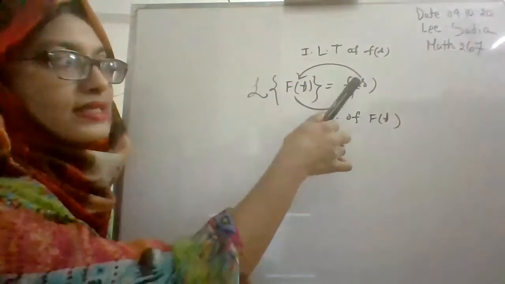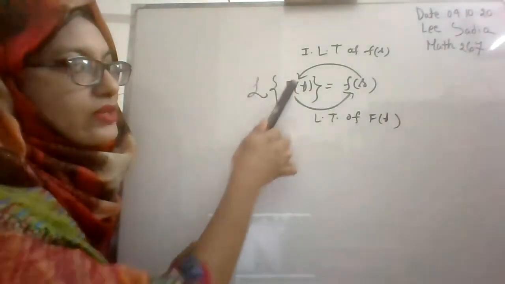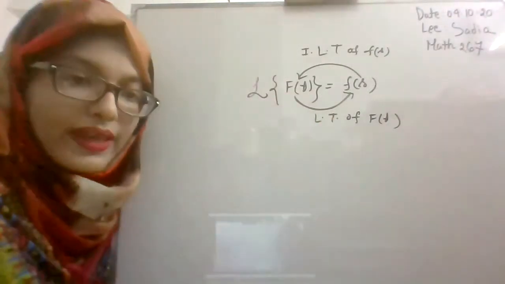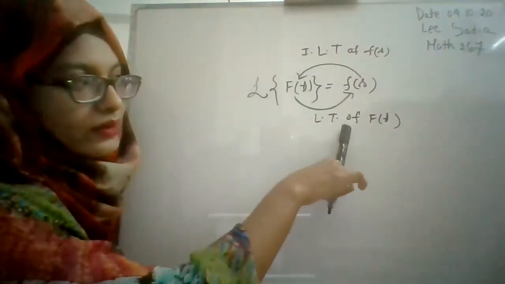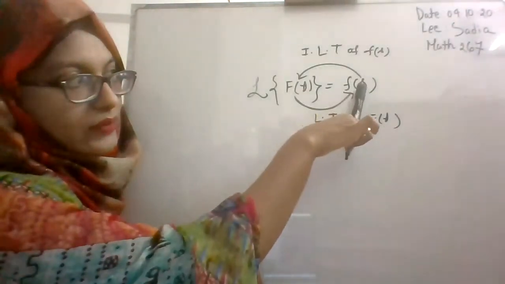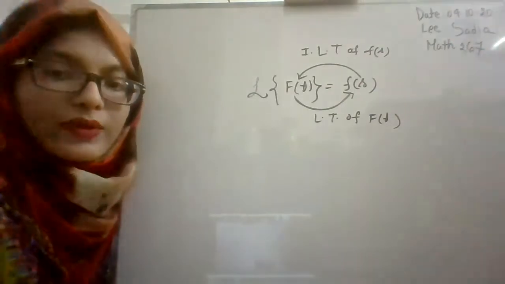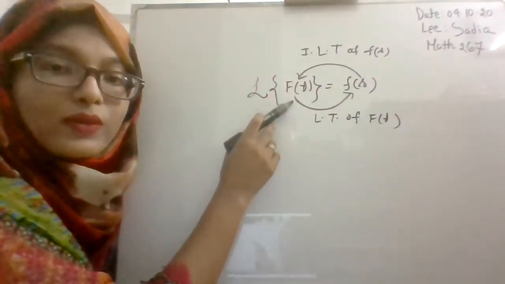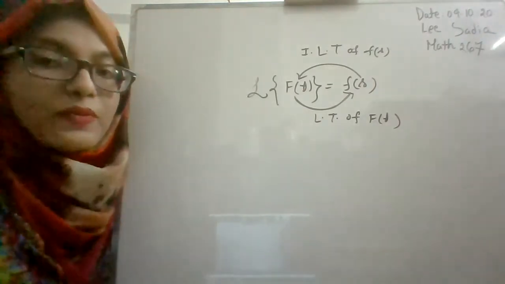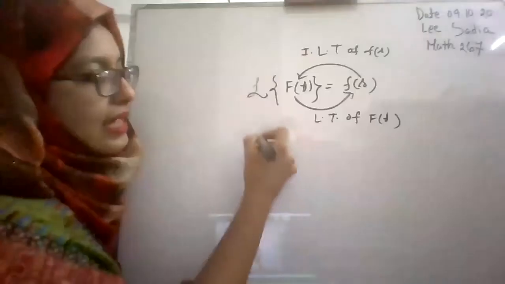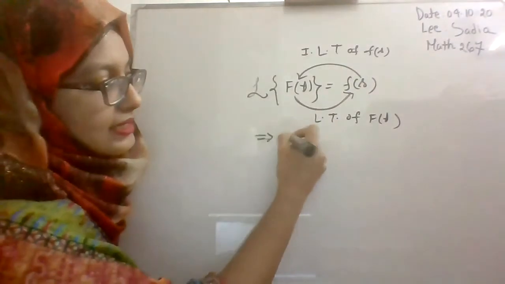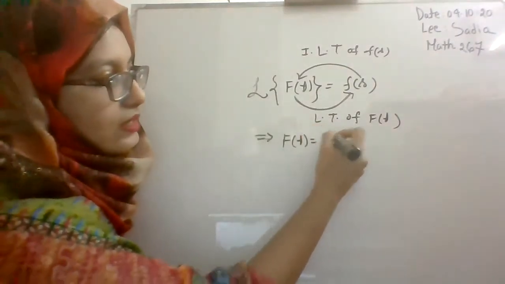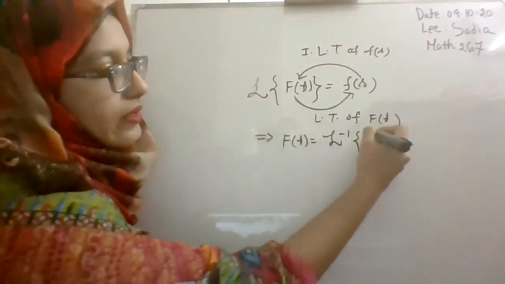If the Laplace transformation of f of t is equal to F of s, then F of s is known as the Laplace transformation of f of t, and f of t is known as the inverse Laplace transformation of F of s. And it can be written like this: f of t is equal to L inverse of F of s.